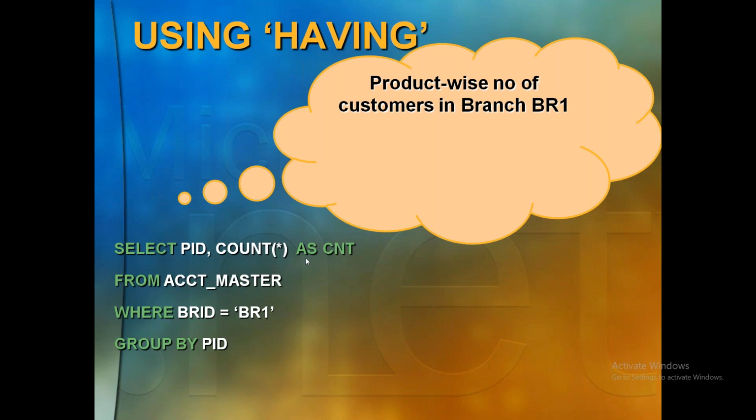How is the execution going to happen? First the from clause, then the where clause, then the grouping clause, then the aggregation, then the display.